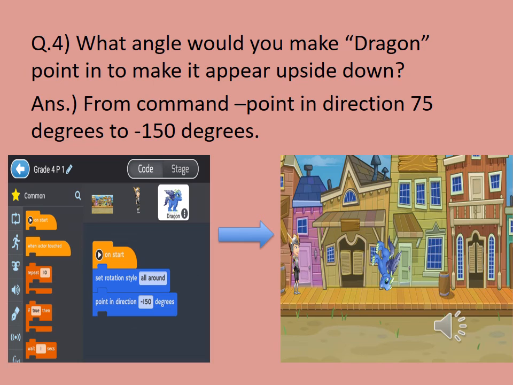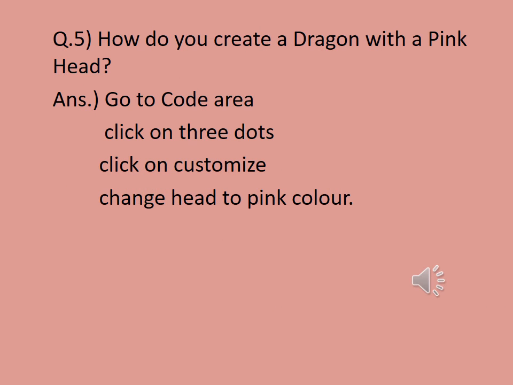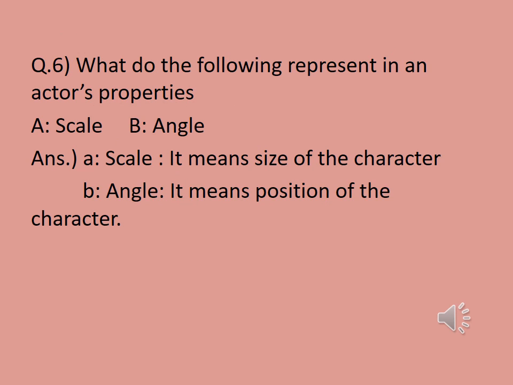Look at the picture given below. Question 5. How do you create a dragon with a pink head? Answer: go to code area, click on three dots, click on customize, then change head to pink color. Question 6. What do the following represent in an actor's properties? Scale and angle. Answer is scale. It means size of the character. Angle means position of the character.